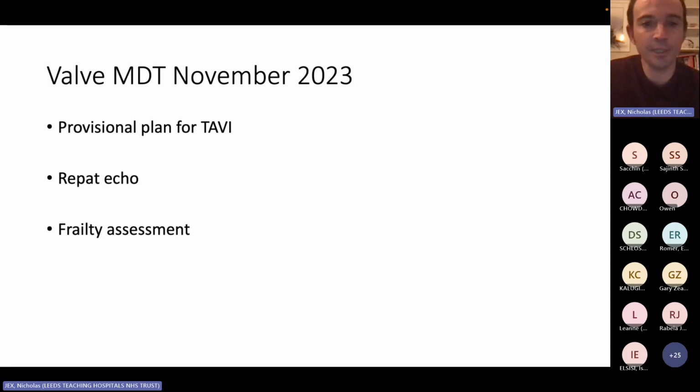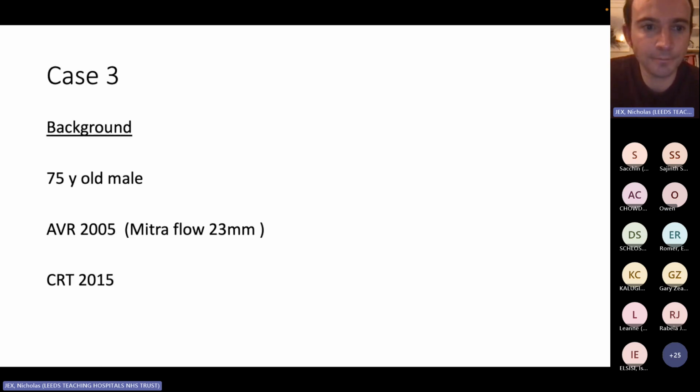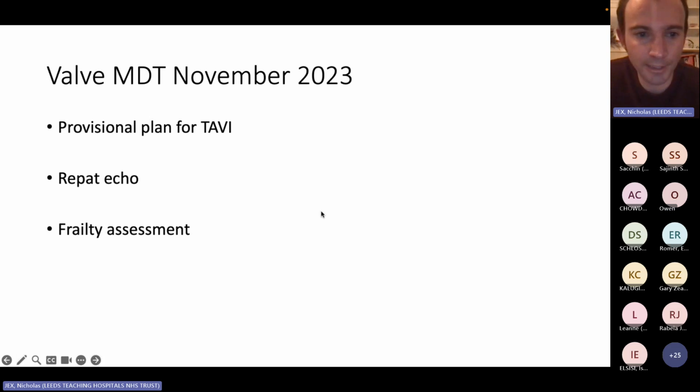However, there's a bit of concern about how frail she was. She's now housebound, so she's waiting for a frailty assessment, which unfortunately she DNA'd. So that's still outstanding. Repeat echo was largely unchanged. So the current plan is for a TAVI, but there is, as I say, some concern about the frailty aspect. So the TAVI is still awaited. So that was just a run through of a case of structural valve degeneration.